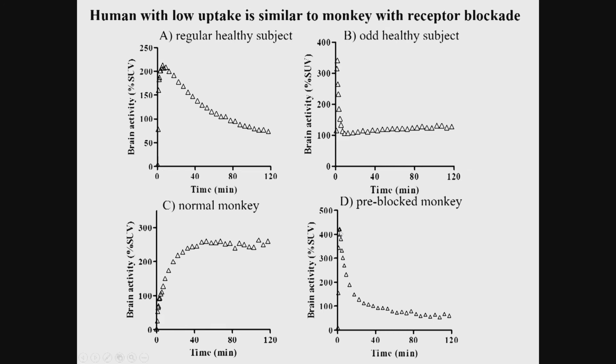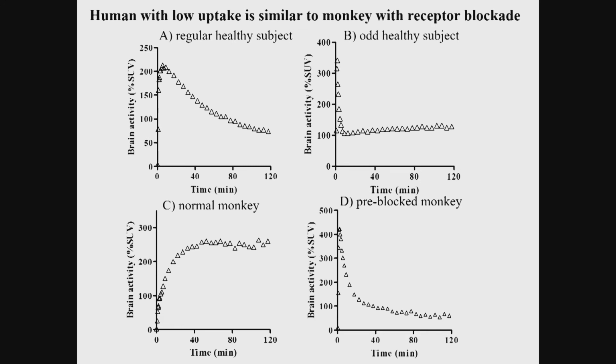And this was the example that I showed you before of a pre-blocked monkey. There was higher uptake, and then it washes out very quickly. Well, we came across this odd, healthy human subject who had a higher uptake. Notice the difference in the scale, and it washed out immediately. And it looked like a pre-blocked monkey. So given the fact that this was a young male in his 20s in the United States, we said he's probably on drugs, and the drugs must be blocking it. But he said no, and his drug urine tox test was negative. But he did say he was taking quite a bit of ibuprofen, Motrin.